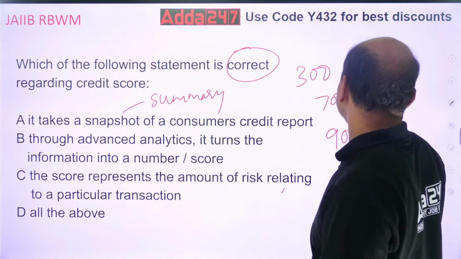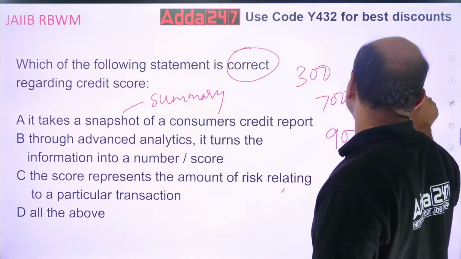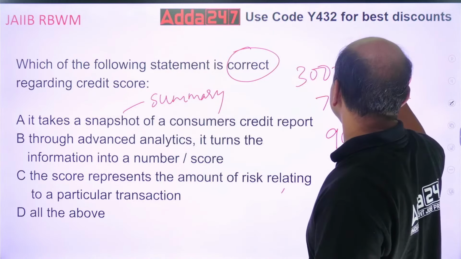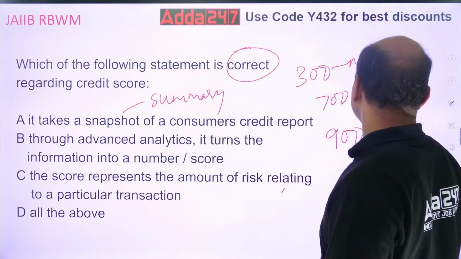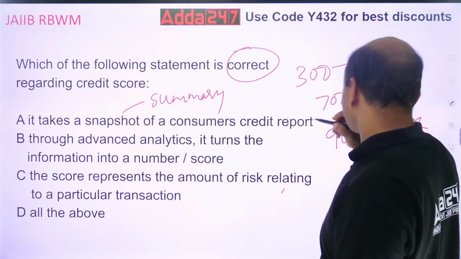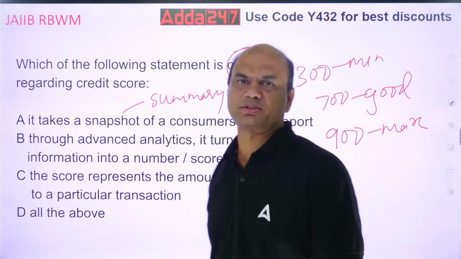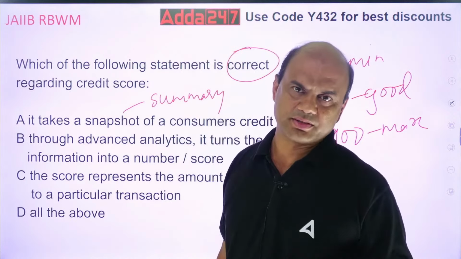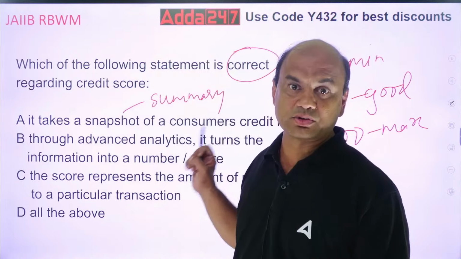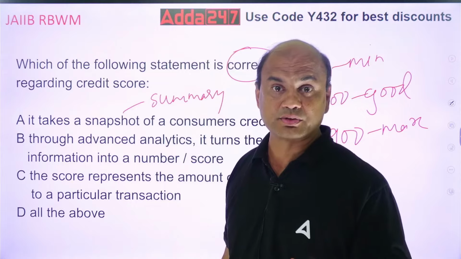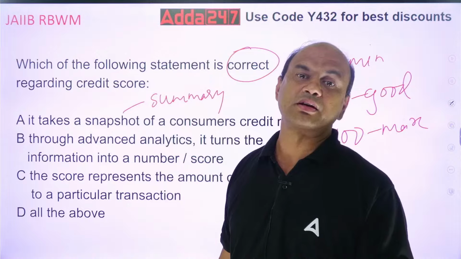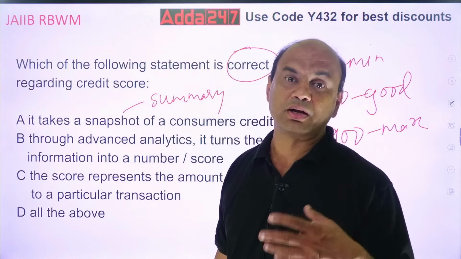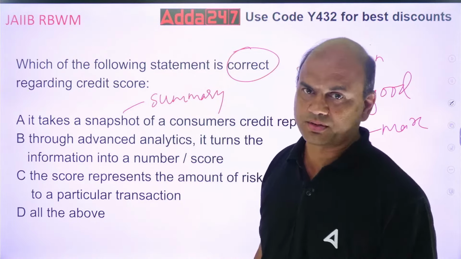700 is good. Now it depends on company to company. Minimum and maximum are fixed. A good CIBIL score depends on the company. Some company might find 700 as good, somebody might find 800 as good, somebody might find 600 as good, depending on the customer base of the company.